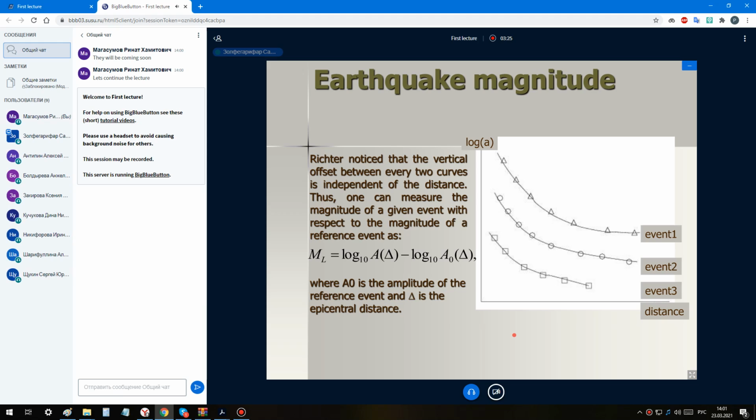ML equals logarithm base 10 of A(delta) minus logarithm base 10 of A0(delta), as shown in this slide for three events, where A0 is the amplitude of the reference event and delta is the epicentral distance.